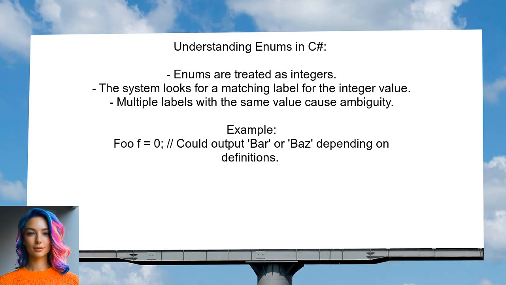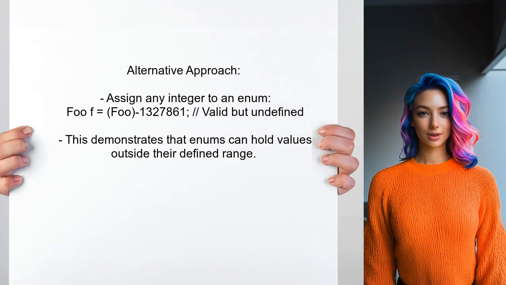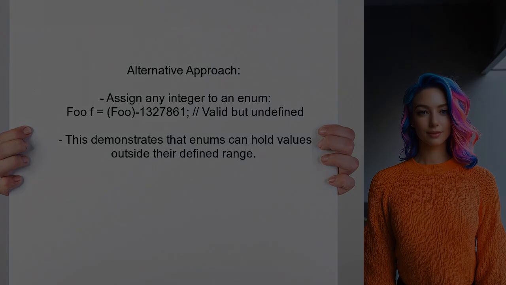This user explains that enums in .NET are essentially just integers. When you use an enum, the system tries to find a defined label that matches the integer value. If there are multiple labels with the same integer value, it leads to ambiguity in the output. For example, if you set an enum value to 0 and multiple enum labels share that value, the output can be unpredictable. As an alternative, the user suggests that you can assign any integer value to an enum, even if it doesn't match any defined label. For instance, using foof equals -132,861 is valid, but it won't correspond to any enum definition.